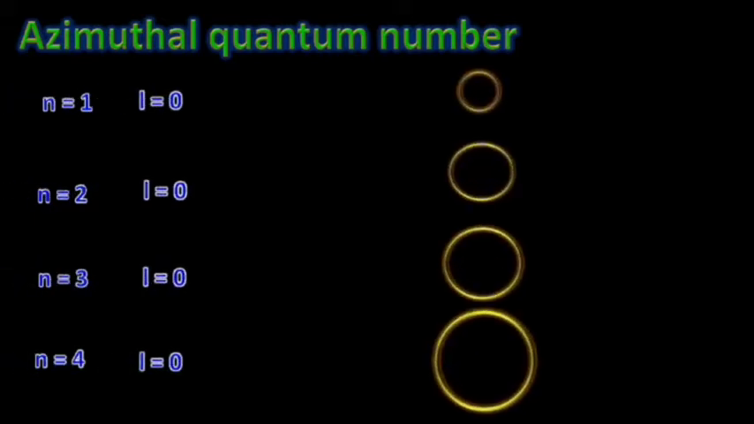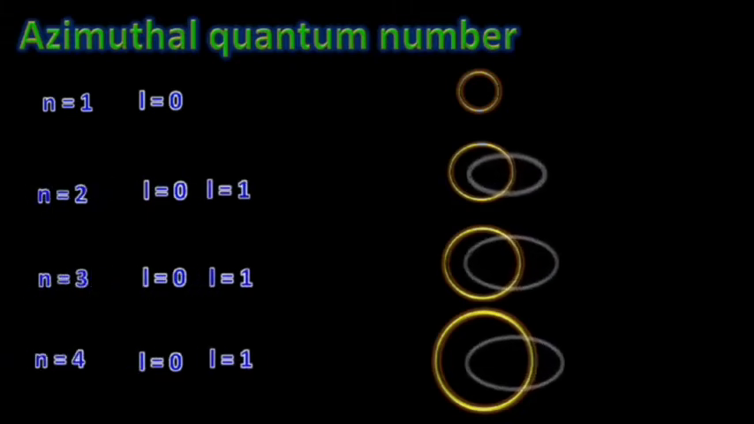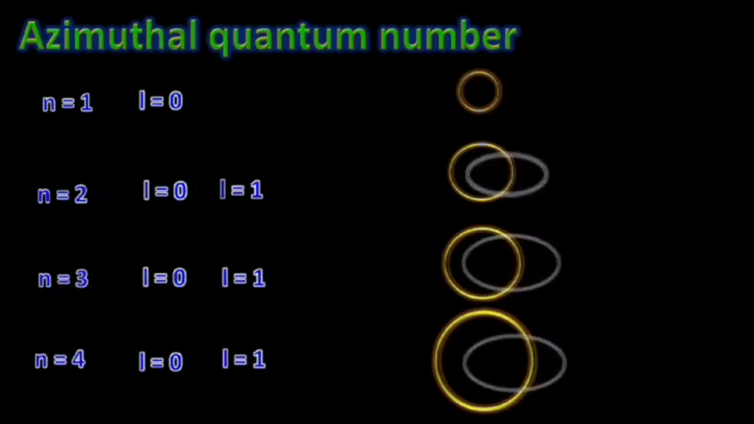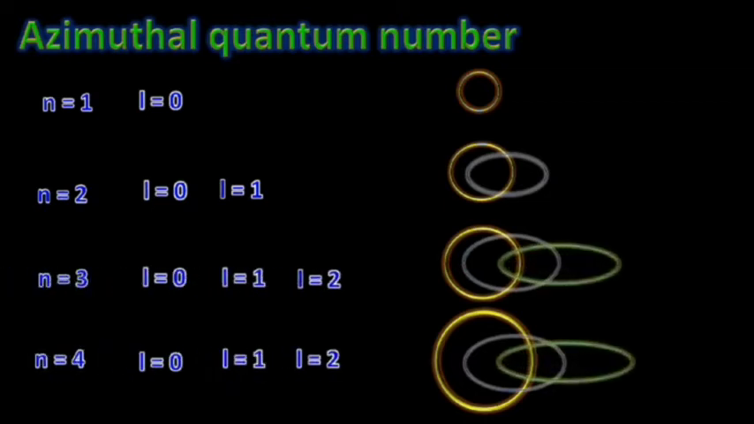If L takes the value of 0, the orbit will be spherical. As L takes the value of 1, it becomes slightly elliptical. Whereas L taking the value of 2, it becomes more elliptical. And whereas L takes the value of 3, it gives a still more elliptical shape. As you can see, they also give the shape of the orbit.